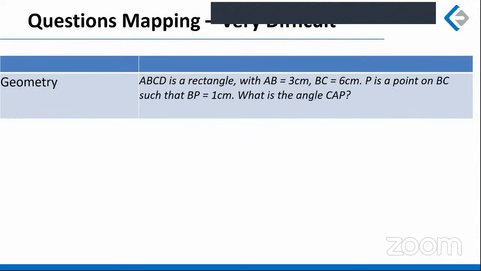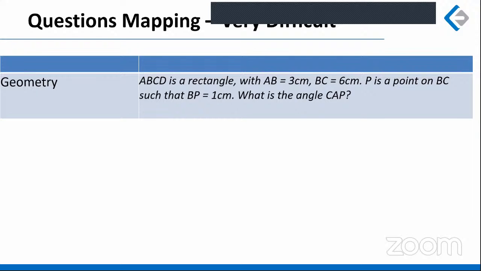The last was the geometry difficult question. A rectangle ABCD is given. The length and the breadth are given: AB is 3 and BC is 6, so the length is 6 and the breadth is 3. And P is a point on BC so that BP from one vertex, BP is 1 centimeter. What is the angle CAP? CA would be the diagonal and the angle CAP would be found.